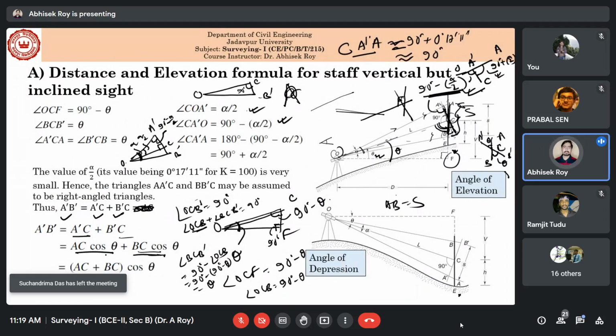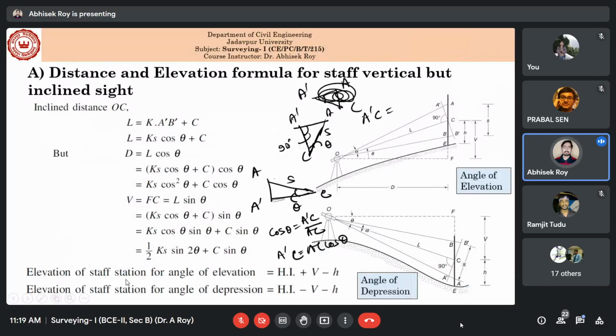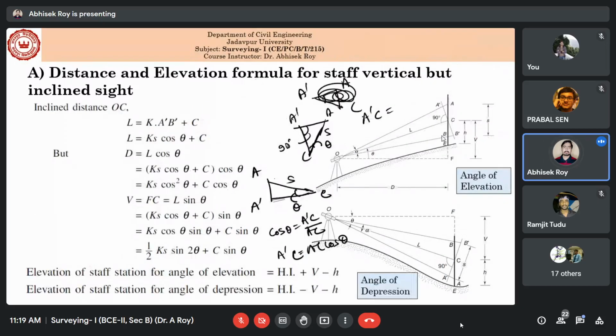And that's why, if you take the common cos theta, it will be AC plus BC, and in place of AC plus BC you can just write S. So it will simply be S cos theta. So your A dash B dash will be S cos theta, and depending on this we will modify our equation, we will modify our calculation.